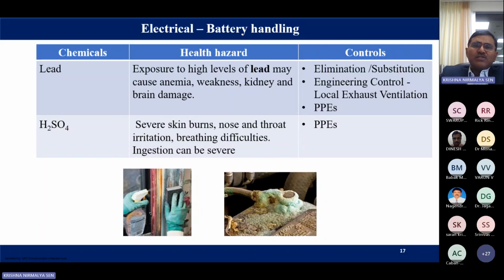Coming to other processes like batteries, a lot of batteries are used for vehicles, and they are required to be charged repeatedly, and there could be exposure because of breakage, replacement and maintenance. There could be exposure to lead and also H2SO4. Those who are maintaining those batteries, cleaning them, and dealing with rejected batteries will have those problems from lead exposure. And then, of course, coming to H2SO4 and things like that.